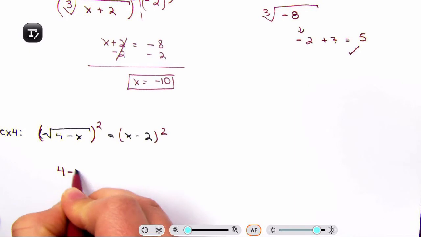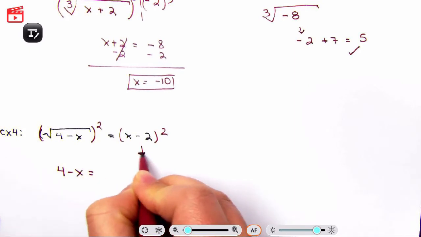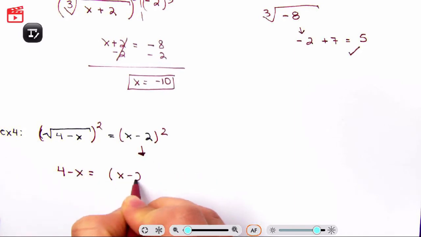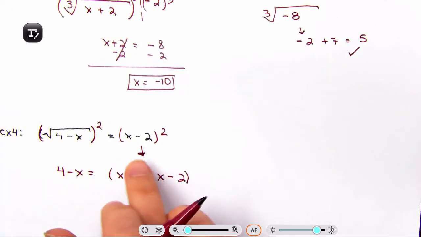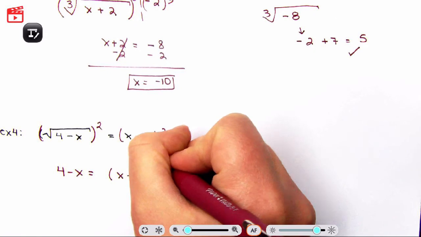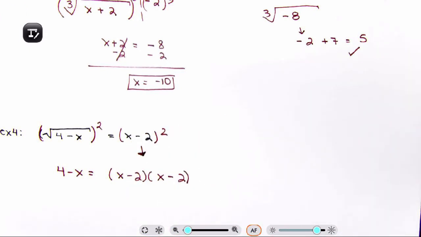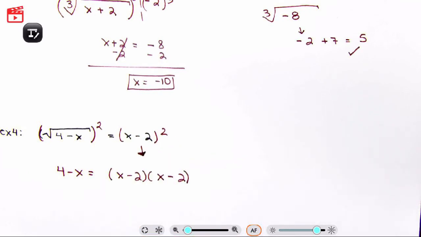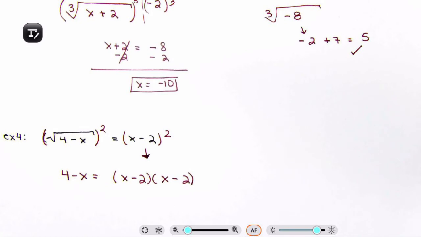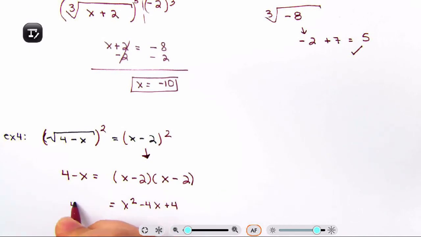So I have 4 minus x is equal to, write this out, x minus 2 times x minus 2. Make sure that you're writing this out. If you don't write it out, you're going to make a hiccup. You're going to do silly mistakes. Don't make silly mistakes. This is not distributing that 2. Don't do it. Rewrite it, and it will save you lots of tears later. All right, FOIL this out. So we have x squared minus 4x plus 4, and that's equal to 4 minus x.